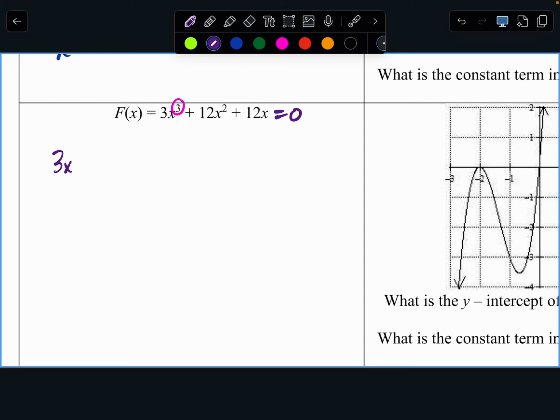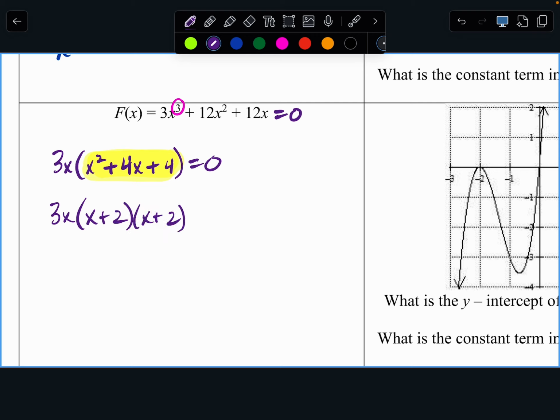I have 3x as a common factor. When I factor that out, it leaves me with x squared plus 4x plus 4. And now I'm going to look at what's left in the parentheses. This right here, can that be factored further? It's a quadratic trinomial, so I'm going to swing and divide. And I'm going to see that that factors into x plus 2 and x plus 2.